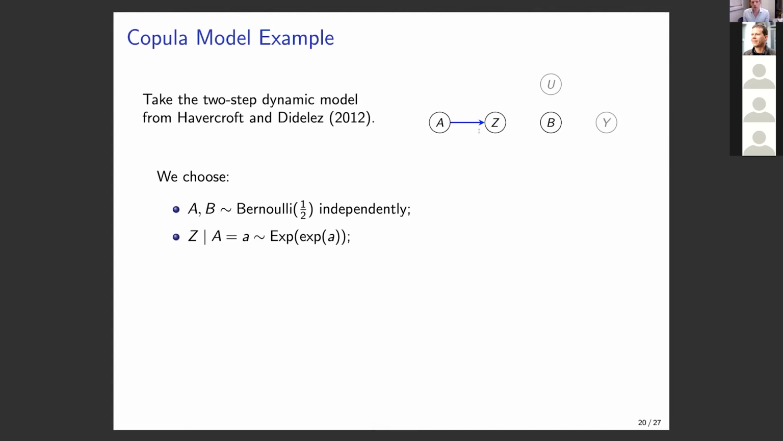And then we're going to choose Z to have an exponential distribution, and I'm using the log link here. So the rate parameter for Z is e to the a, and therefore its mean is e to the minus a. And then I'm going to choose a normal distribution for y given intervention on a and b. So its mean has parameters -1 for the intercept, a half for a and b, and then 0 for the interaction parameter. And I'll choose the variance to be 1.